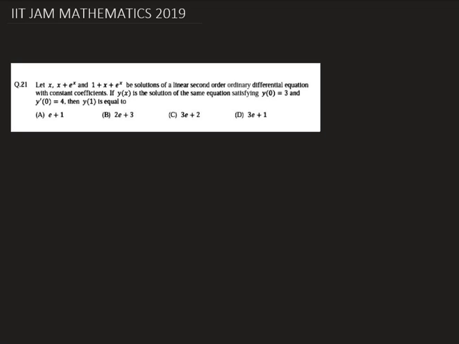Hello. Today we are going to solve question number 21 of IIT JAM Mathematics 2019. In this question we are given the solutions, that is x, x plus e to the power x and 1 plus x plus e to the power x of a second order ordinary differential equation with constant coefficients. If y(x) is the solution of the same equation satisfying y(0) equals 3 and y prime (0) equals 4, then what will be the value of y(1)? We need to find. And here we are given 4 options and we need to take the correct one.